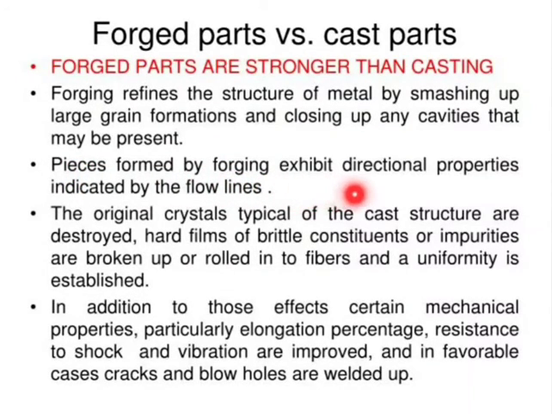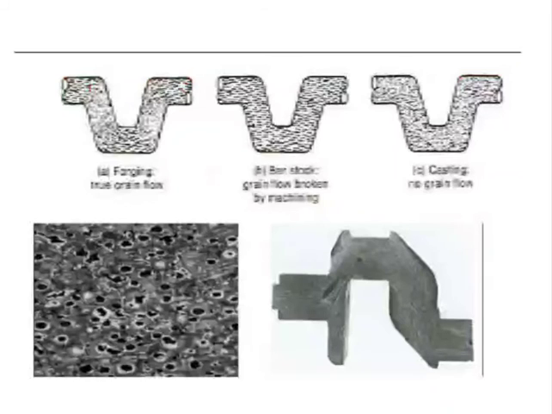Pieces formed by forging exhibit directional properties indicated by the flow lines. The original crystals typical of cast structures are destroyed, hard films of brittle constituents or impurities are broken up or rolled into fibers, and uniformity is established in the forged parts. In addition, certain mechanical properties, particularly elongation percentage and resistance to shock and vibrations, are improved, and in favorable cases cracks and blowholes are welded up. Here the forging crystalline structure is shown, and the differences between the casting structure and the forged structure are shown.